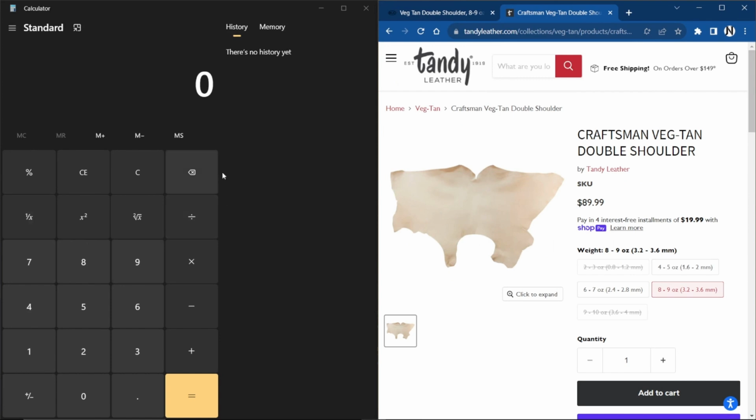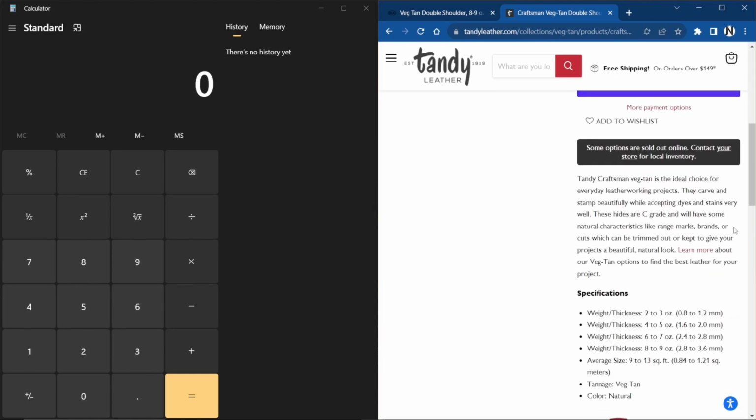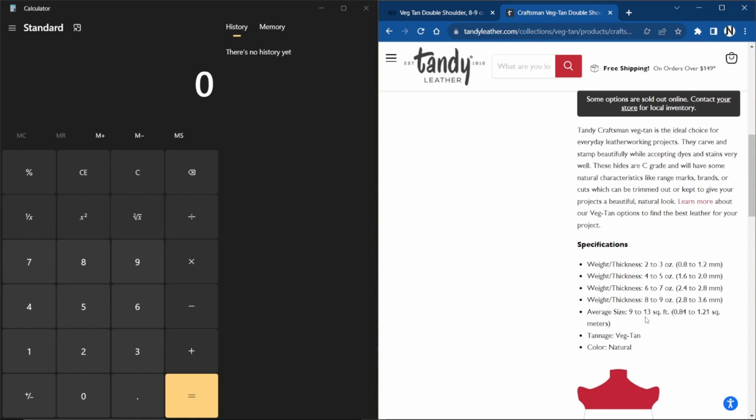So here I have my calculator set up. It is $90 for this particular hide. We know that these hides are in a range of 9 to 13 square feet. So what you do to figure out the exact number, like the average of each hide, you take these two numbers, 9 and 13, and you simply add them together. 9 plus 13, that equals 22. Now, in order to get the average, you divide by 2. All right, since we added two numbers together to get this, that's why we're dividing by 2, and that'll give you your average.